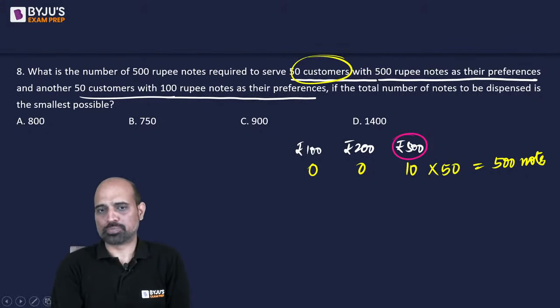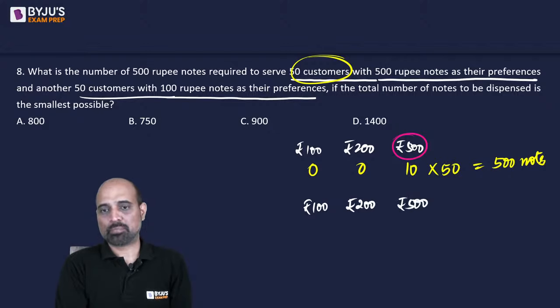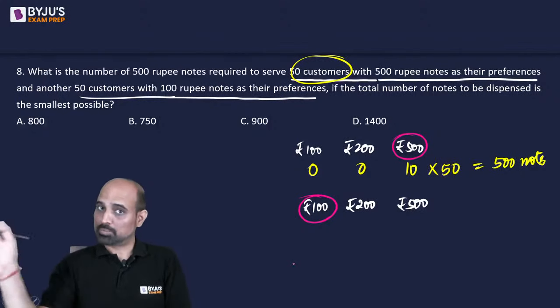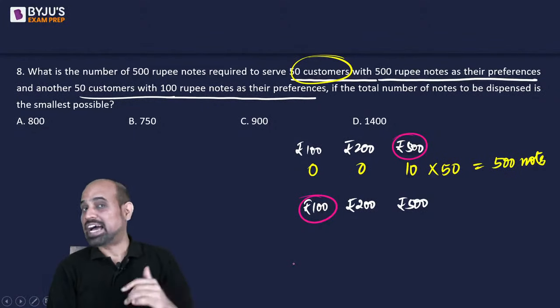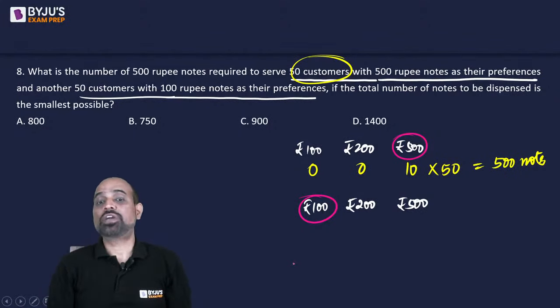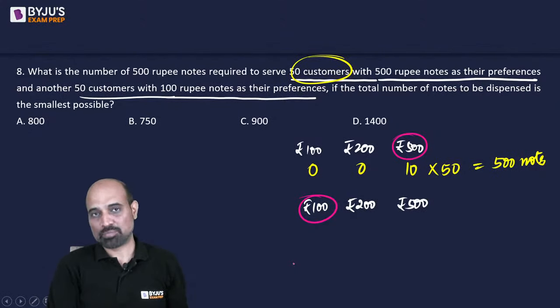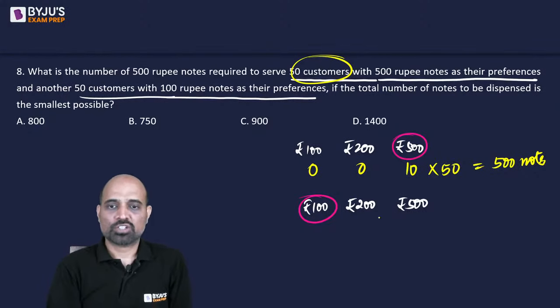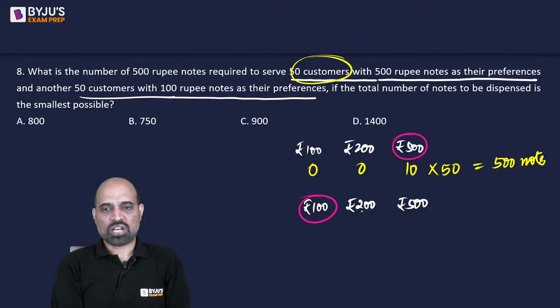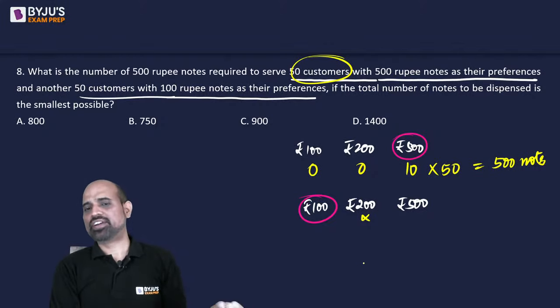पहले 100 rupee notes पे ध्यान देते हैं. So if we need 100 rupee notes as their preference, that means the number of notes of 100 rupees should be most as compared to the number of notes of the other two. Now this part we haven't solved. Since we have to minimize the number of notes, so can we say कि 200 को ignore करते हैं? We need only 100 और 500 के notes.